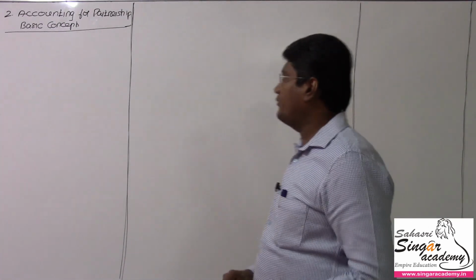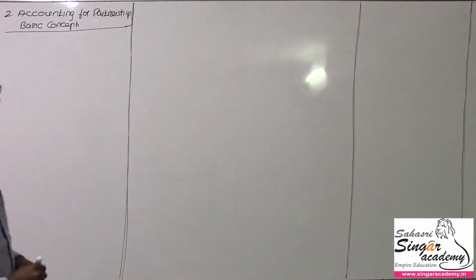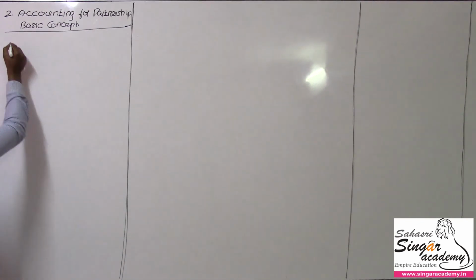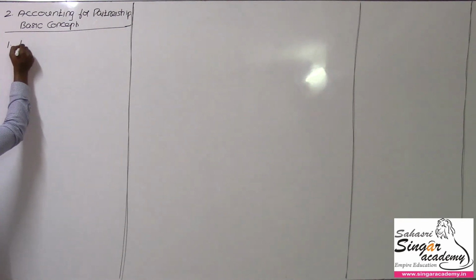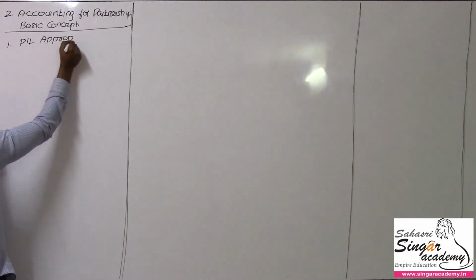Chapter 2, Accounting for Partnership, Basic Concepts. What are the elements to be studied here is going to be discussed now. Block number 1, we have to understand the preparation of P&L appropriation account.